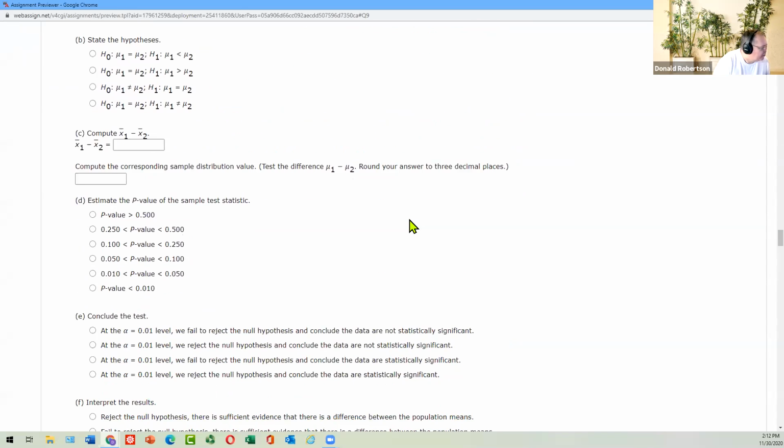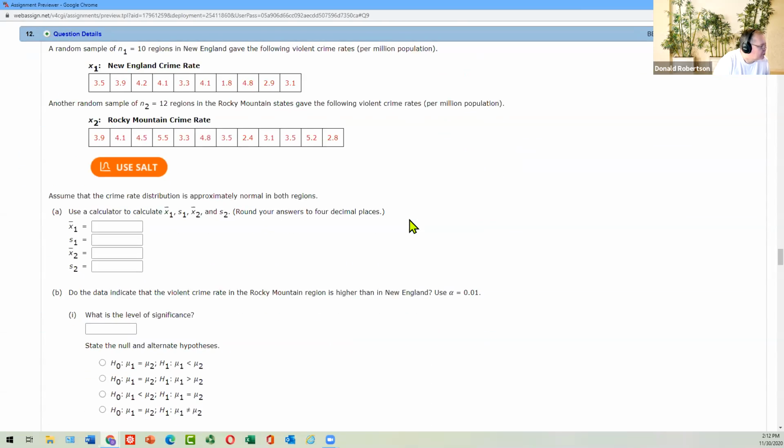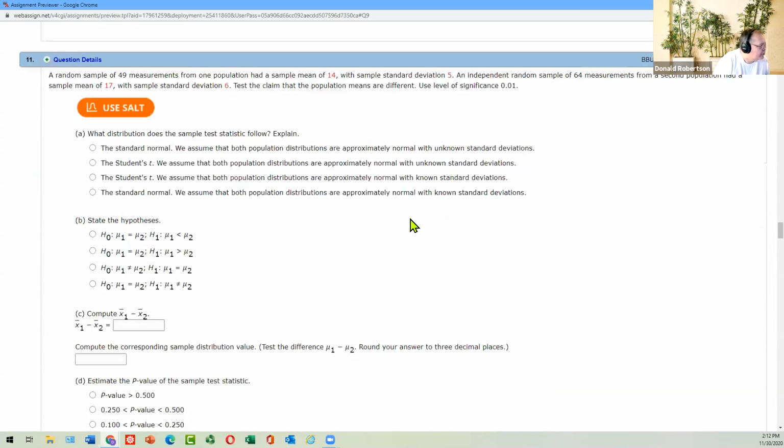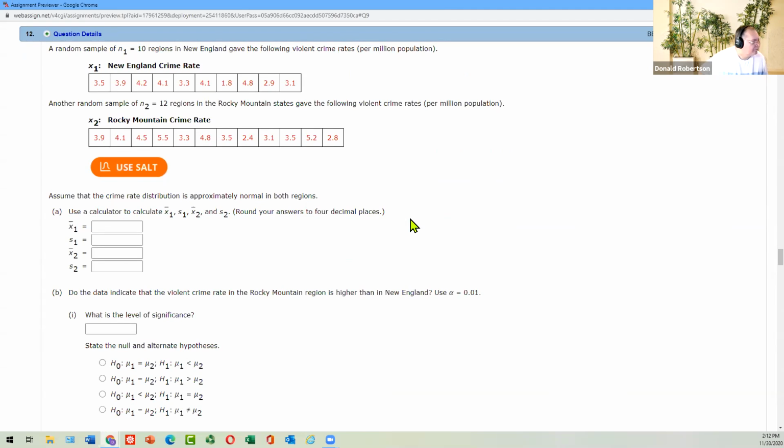So if I do 12, it might work here. What's the difference? Oh, 12 is a 2-table one, right? So here we have 2 different populations. The first one is New England crime rate. I'm going to write that down. So X1 is New England crime rate. And the other population, X2, is a place called Rocky Mountain.